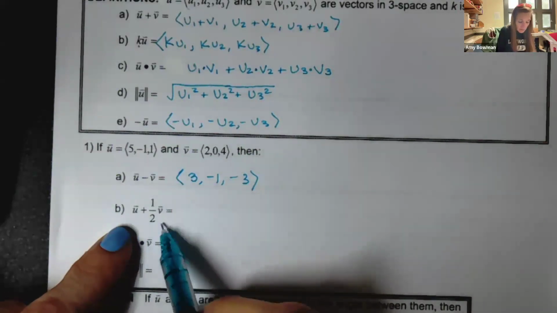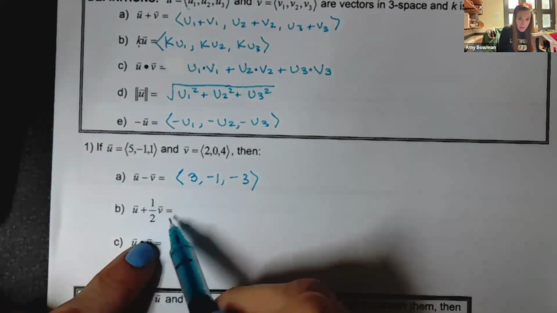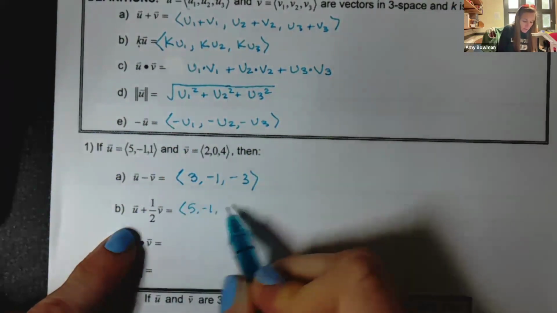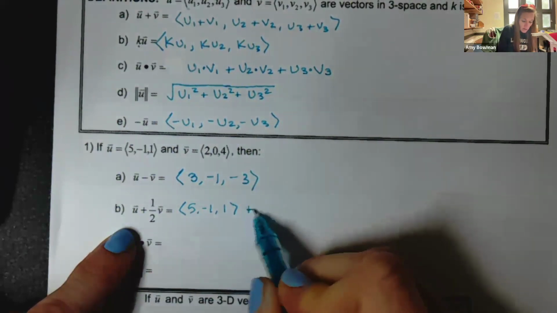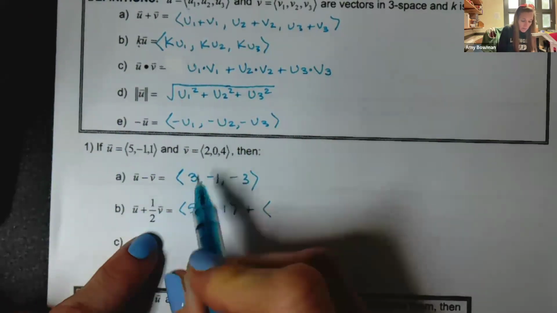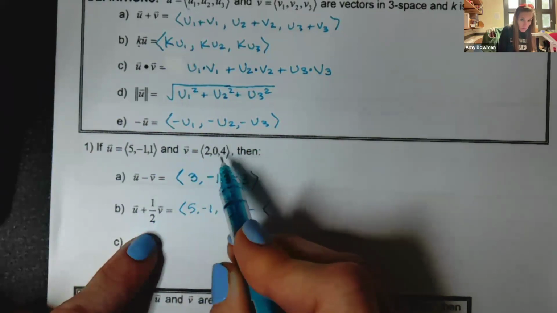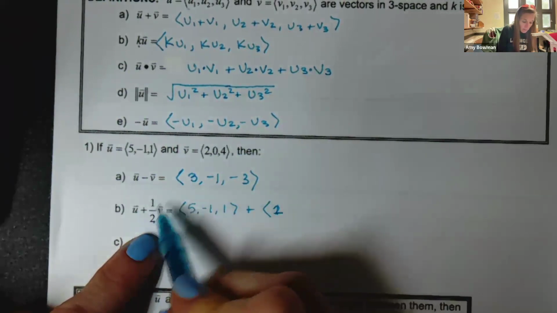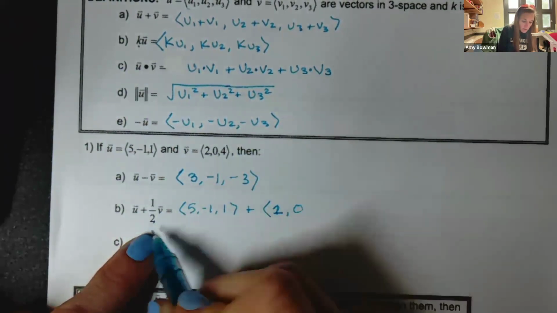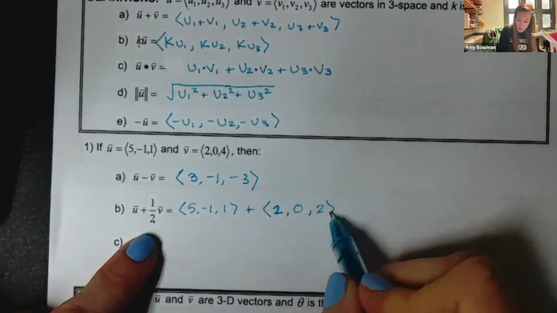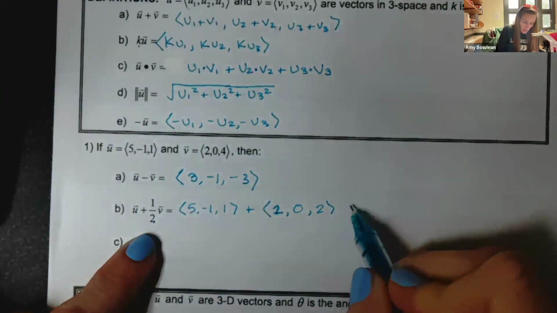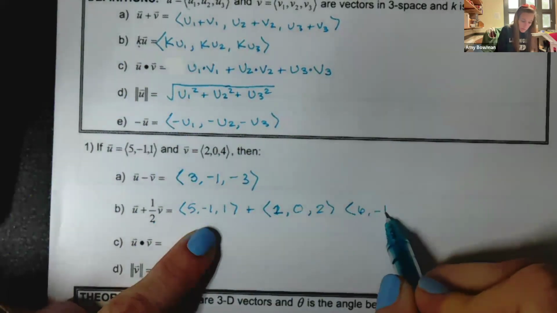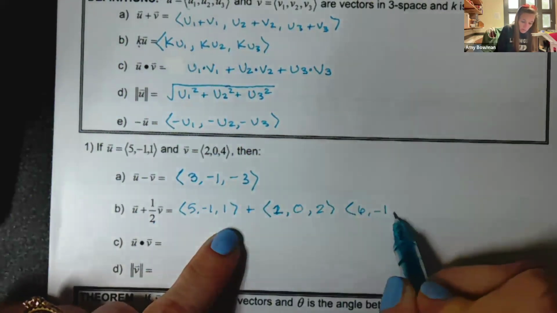Now u plus half of v. So first we would apply this scalar to vector v, then we'll add them to vector u. So we'll have vector u, which is 5, negative 1, 1, and we will add that to half of vector v. So now we're going to distribute the half through here. So it'll be 1, half of 0 is 0, half of 4 is 2, and then we'll add these together. So we've got 5 plus 1, negative 1 plus 0, and 1 plus 2.